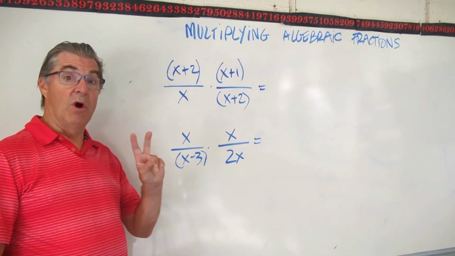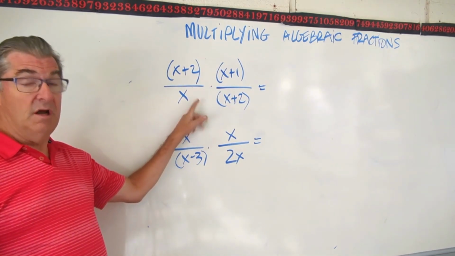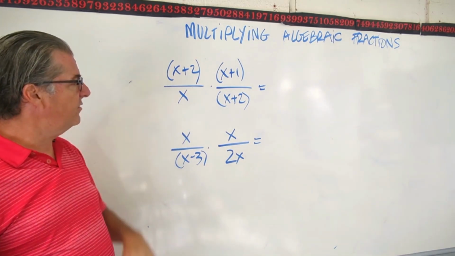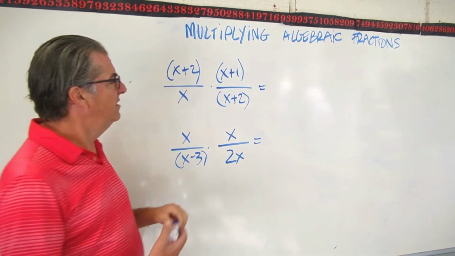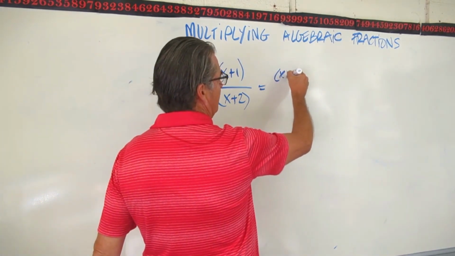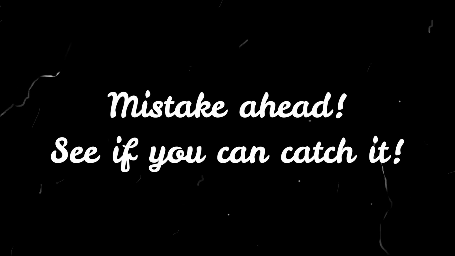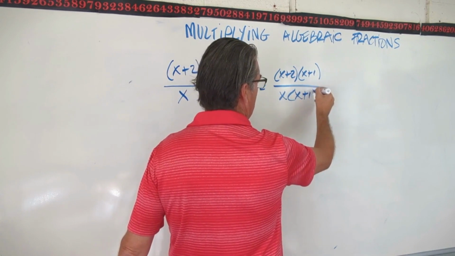Okay, just 2 more. Check this one out. Whoa, a whole lot more complicated algebra here, but you've seen things like this before in our class. So I'm going to go ahead and walk you through this one. I just have top times top over bottom times bottom. So I'm going to get x plus 2 times x plus 1 over x times x plus 1.